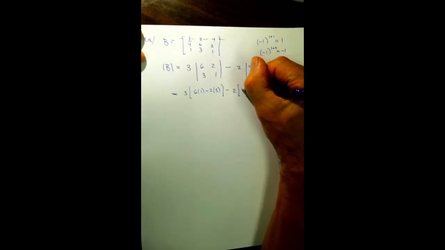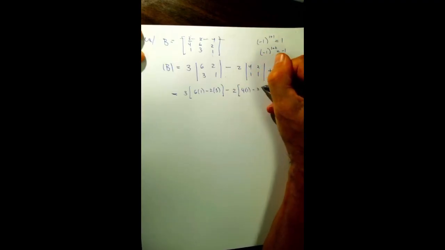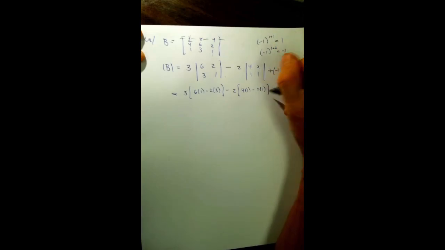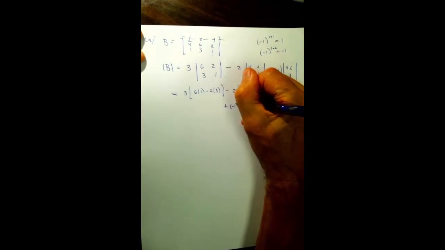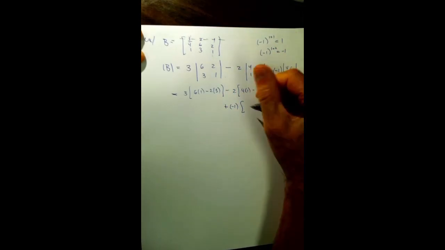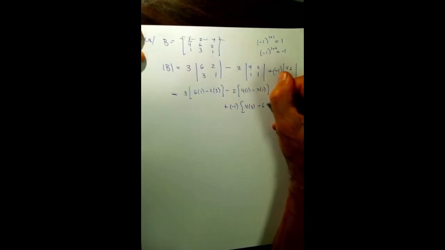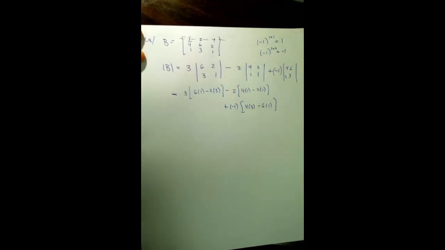Now I'm going to have 4 times 1 minus 2 times 1. And here I'm going to have plus a negative 1 times 4 times 3 minus 6 times 1. And now I just got to grind this out.